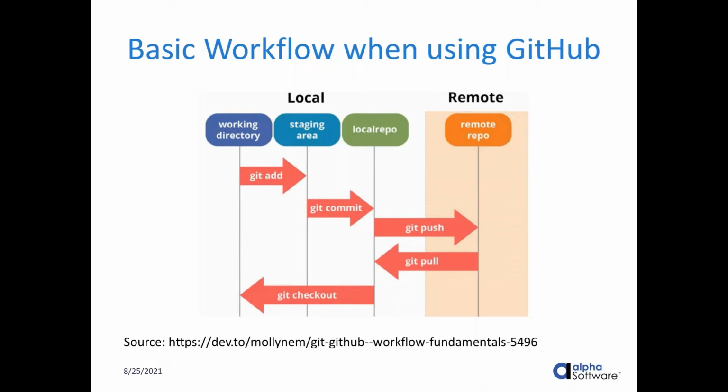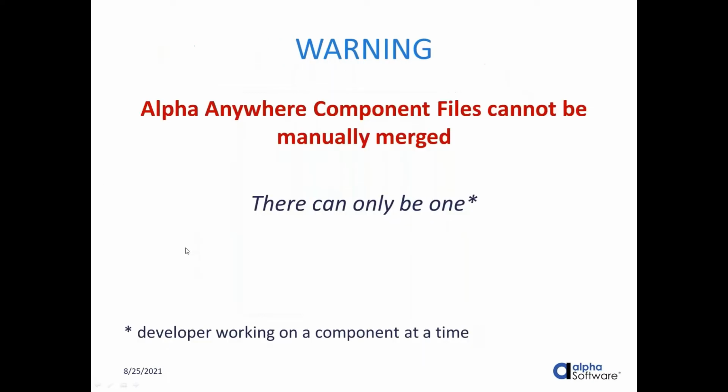So, a really important point everybody needs to understand here, and that is component files cannot be merged manually. Only one person can work on a component at a time. If somebody is working on a component and makes a change, and you make a change, and you get a merge conflict, you have to back your change out, accept theirs, and reapply your changes manually. There's no good way to handle this with Alpha Anywhere component files. So keep this in mind.